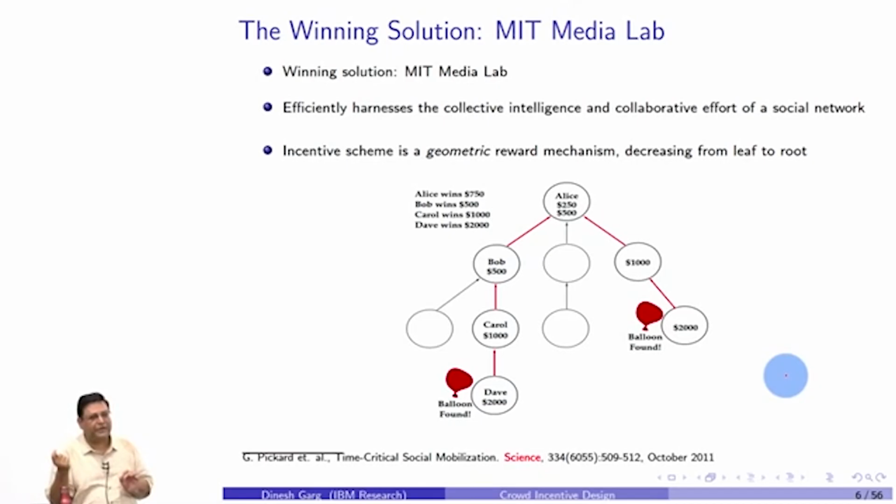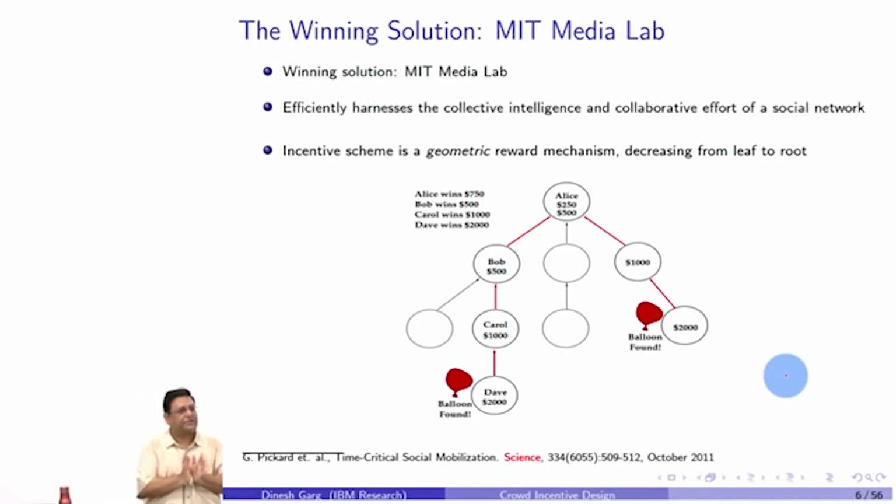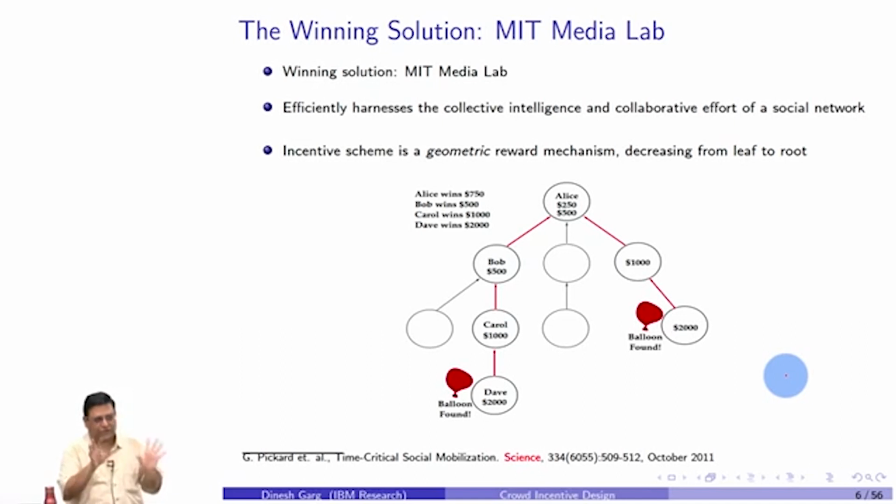Okay, even though it may be minuscule depending on how deep the tree below you is, at least you will get some reward. So you are not going to lose anything by recruiting people, right? This is the clever idea, and it did a fantastic job. They were able to spot all the 10 balloons, I guess, if I am not wrong, within less than 48 hours or maybe 72 hours or some such statistics. So you can go and read this paper.